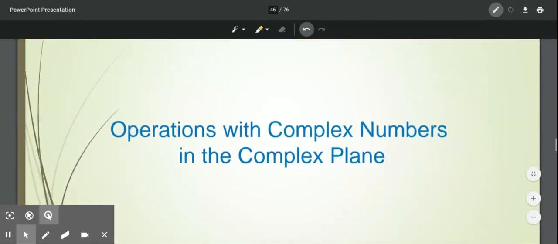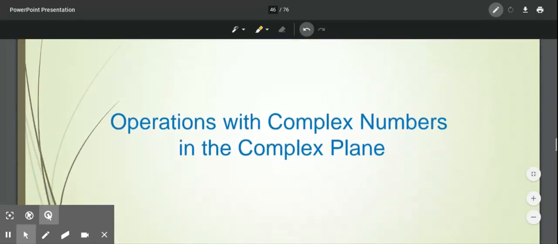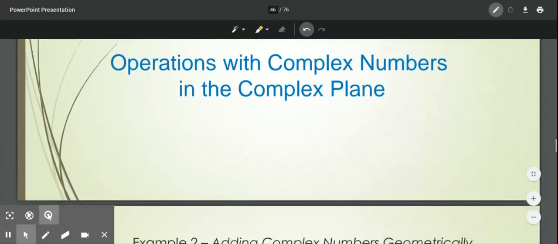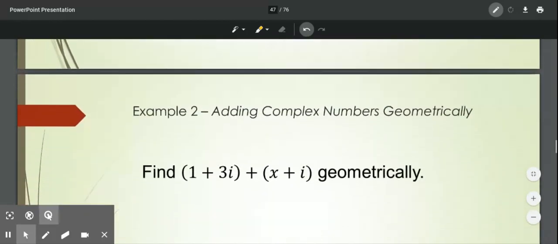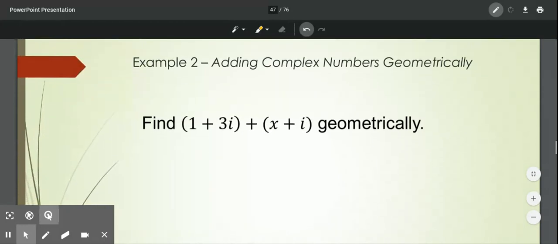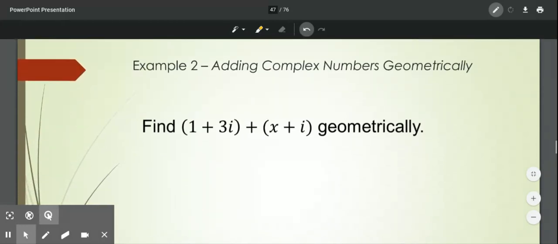So then the next part is just operations with complex numbers in the complex plane. So if we need to add two numbers, this was a typo here. Let's make this x. Let's make that, we'll make it a 2. Because otherwise we have to add them.